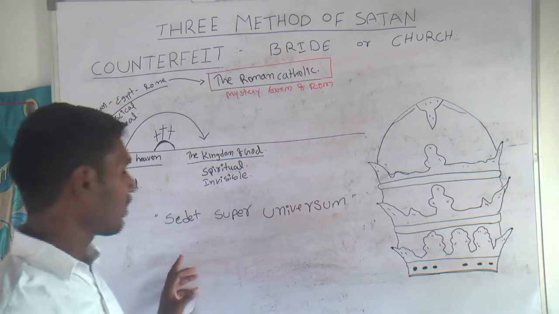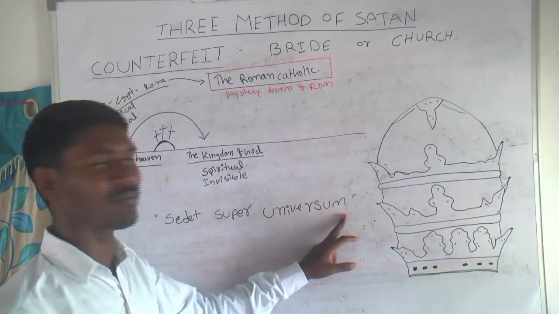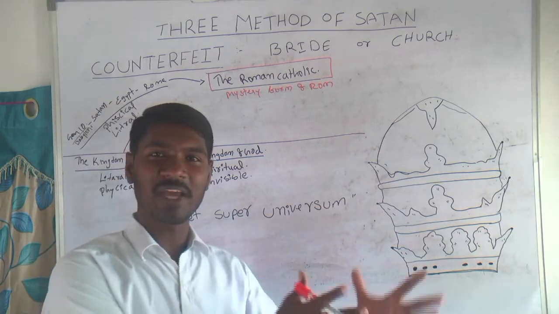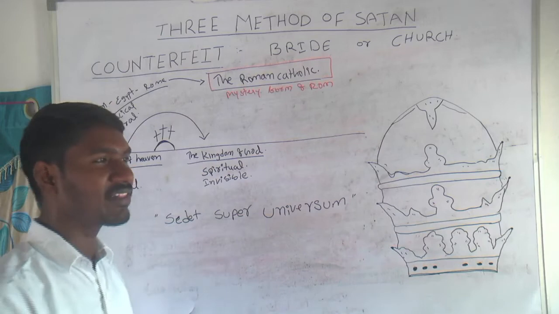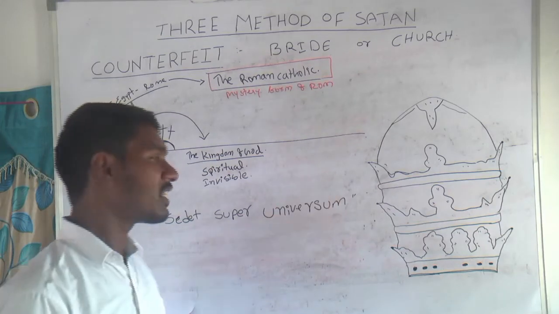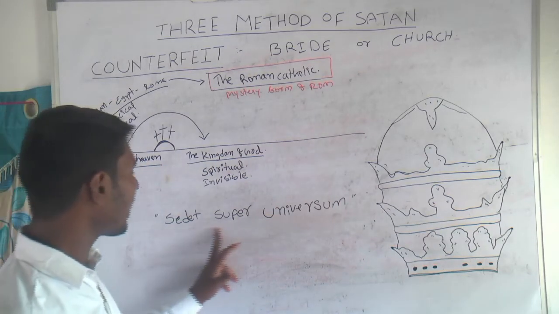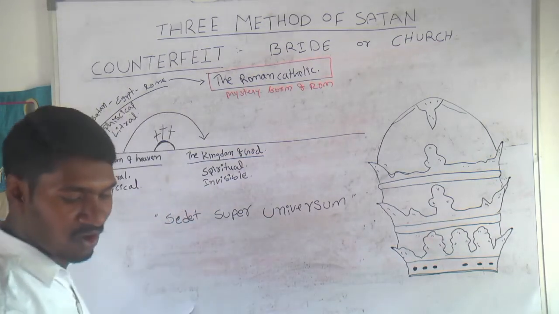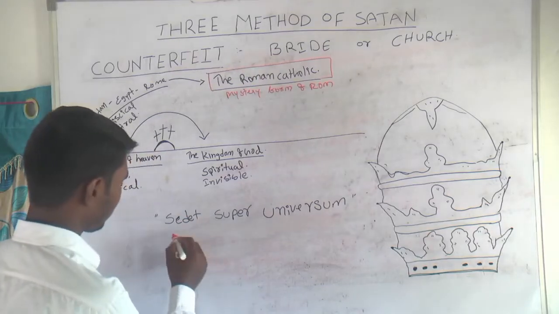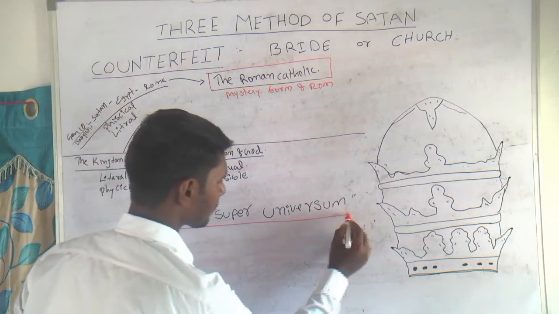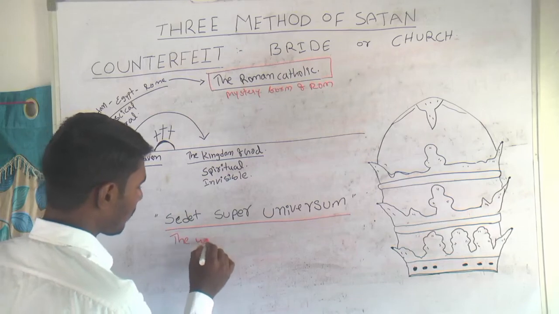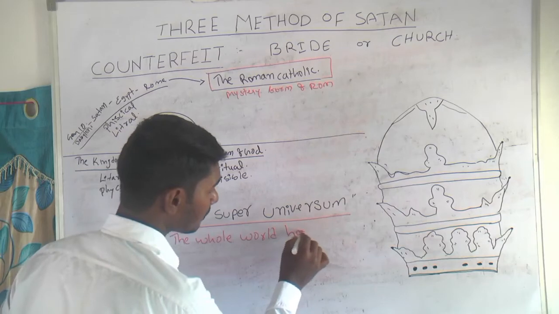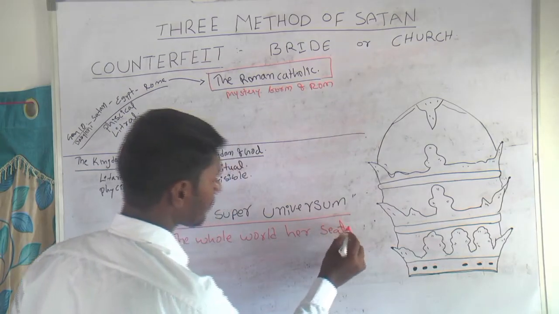On that medal, Pope Leo had written Sedet Super Universum. One side is his image, and the other side is a woman with a cup. And they mention Sedet Super Universum. So it means the whole world is her seat. See that?